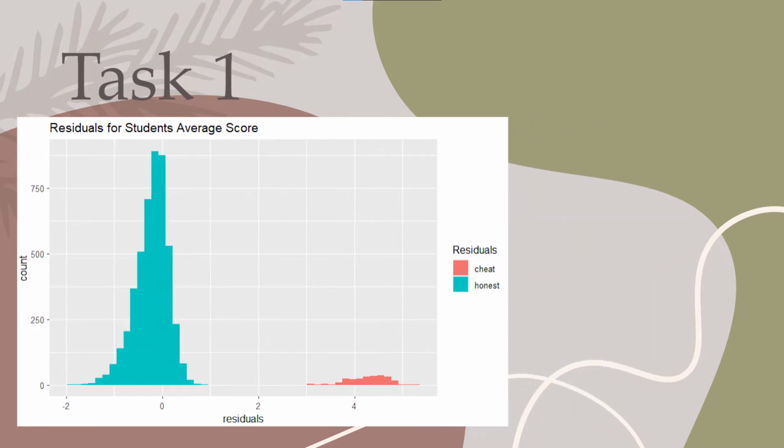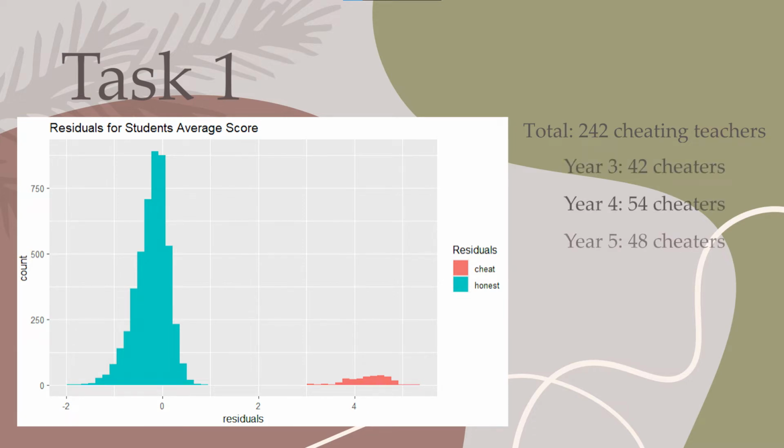After some manipulation, we see that there are 242 cheating teachers. 42 were from Year 3, 54 were from Year 4, 48 were from Year 5, 43 from Year 6, and 55 from Year 7. Although we know the cheating teachers, we also know that not all students in their class have altered scores. A portion of results from cheated teachers will look just like the results from everyone else.